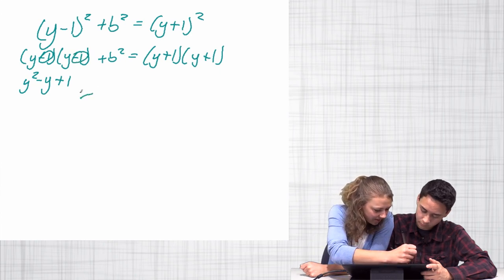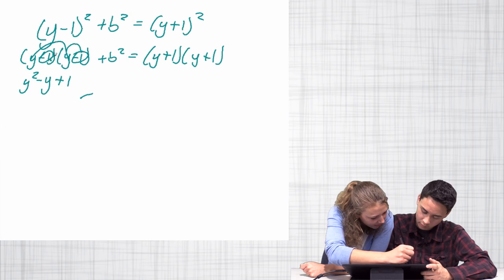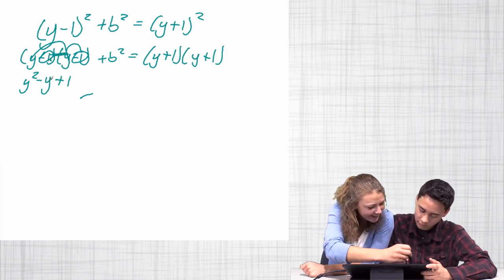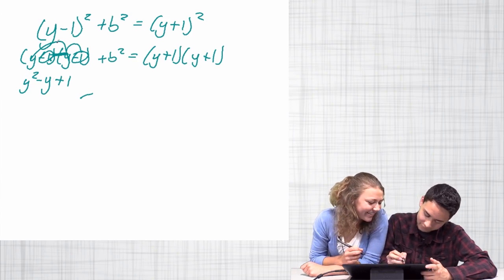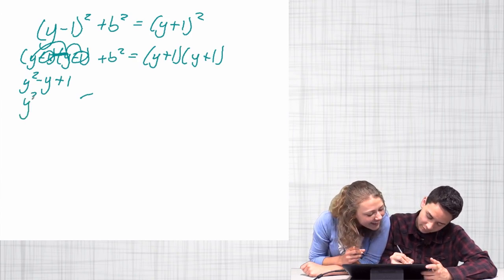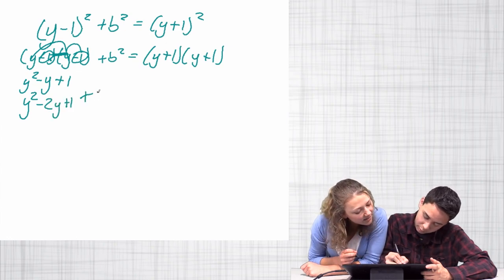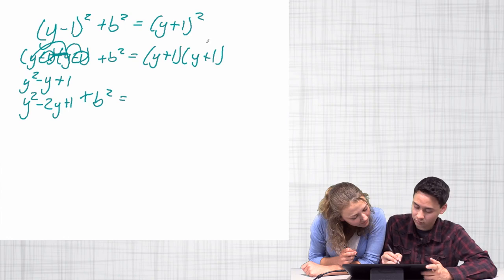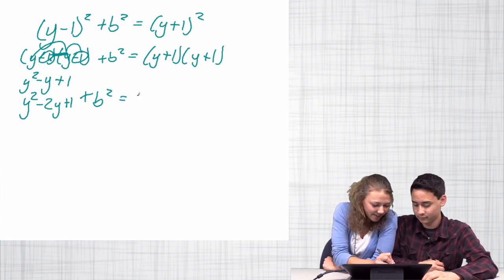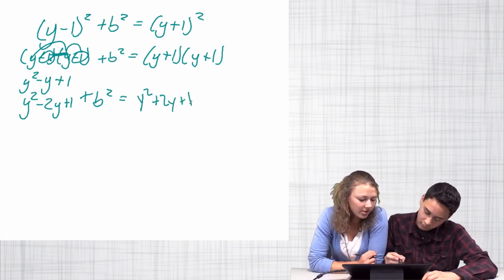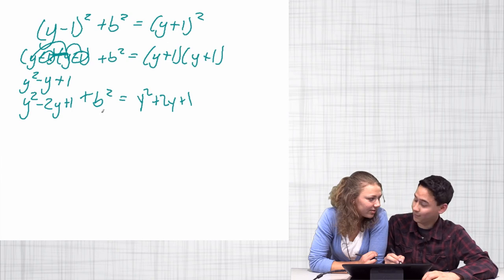So you did that one, that one, and that one. What happened to that one? Negative y. What happened to the other one? Because that one's also negative 1. Minus 2y. There you go. You're right. Okay. Minus 2y plus 1 plus b squared equals, go ahead. Okay, and then y squared plus 2y plus 1. Do you agree? I agree. Are you sure? I'm positive.